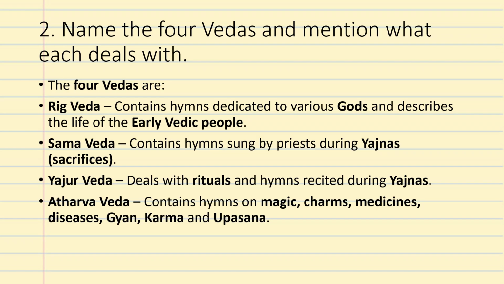So the four Vedas are Rig Veda, which contains hymns dedicated to various gods and describes the life of the early Vedic people. Then we have Sama Veda, which contains hymns sung by priests during the yajnas, which are sacrifices. Then we have Yajurveda, which deals with rituals and hymns recited during yajnas. Atharvaveda contains hymns on magic, charms, medicine, diseases, gyan, karma, and upasana.